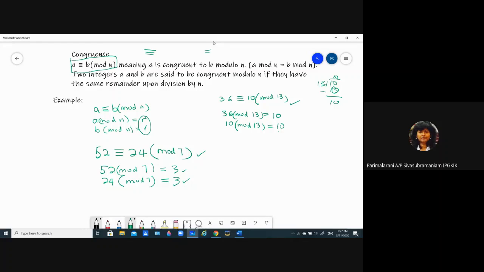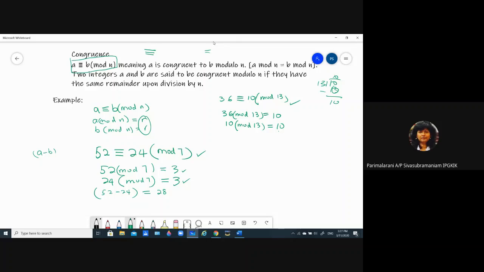There is another way of determining if this is correct or not. If it's true, we take the difference. This is A and this is B, right? We take the difference A minus B. So for this, what is A minus B? 52 minus 24 is equal to, anybody? What is 52 minus 24? It's 28, right?